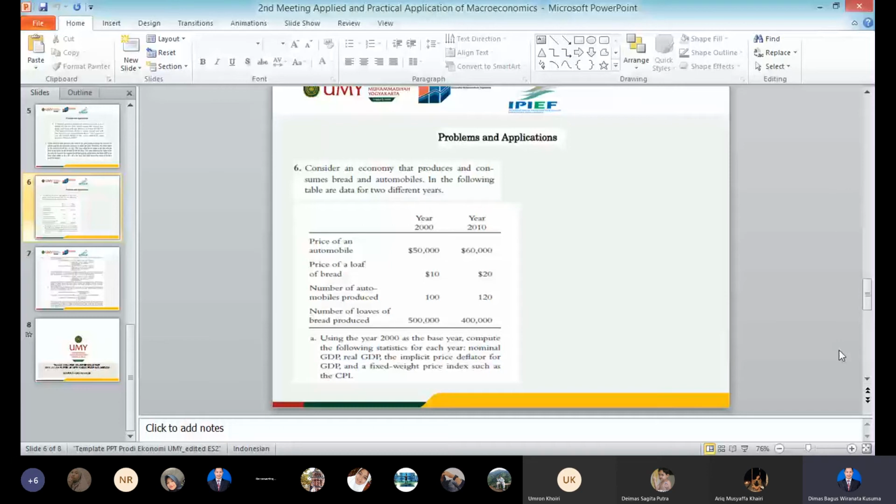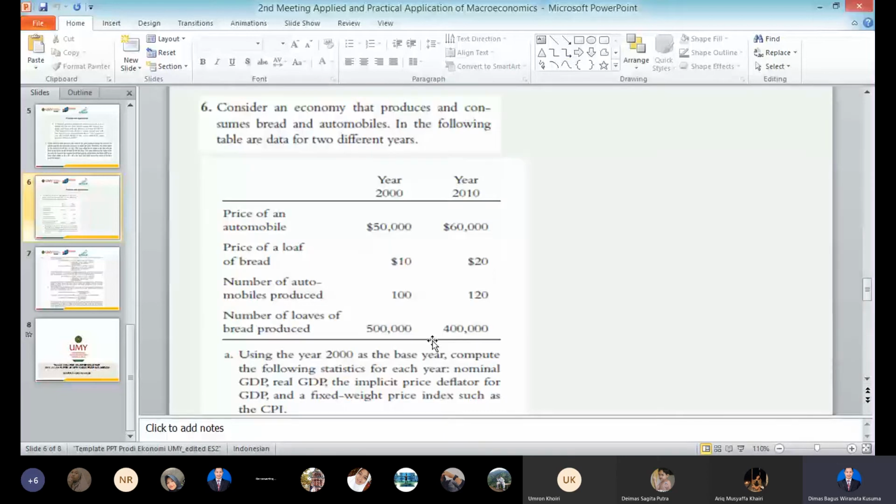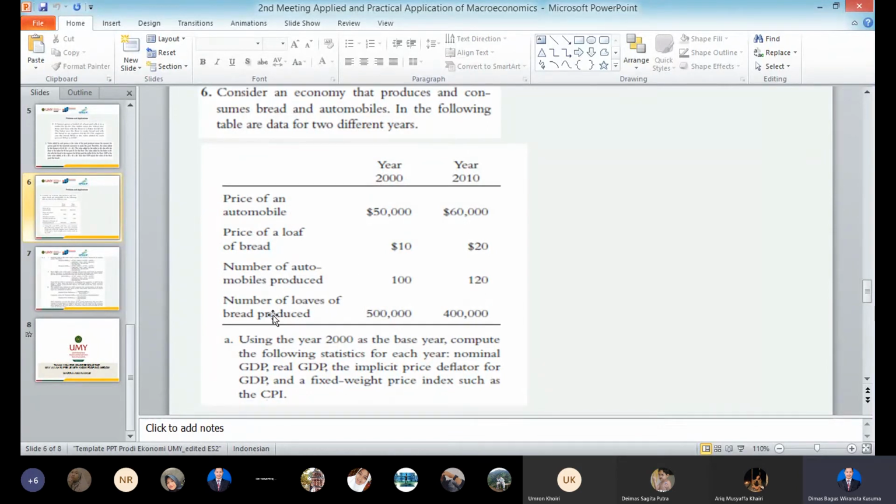Consider an economy that produces and consumes bread and automobiles. In the following table are data for two different years, 2000 and 2010. Price of an automobile: 50,000 and 60,000. Price of a loaf of bread: 10 and 20. Number of automobiles produced: 100 and 120. Number of loaves of bread produced: 50,000 and 100,000.